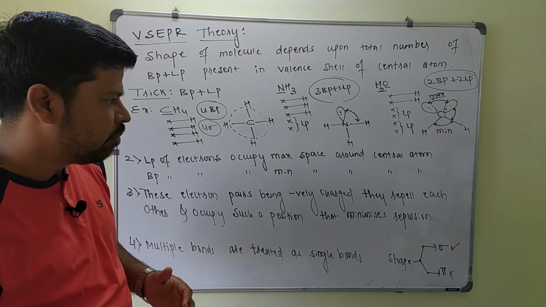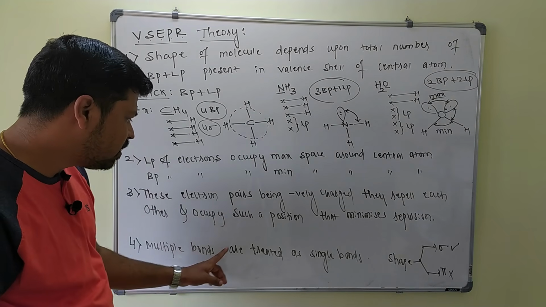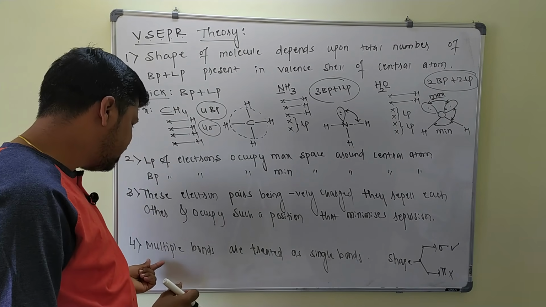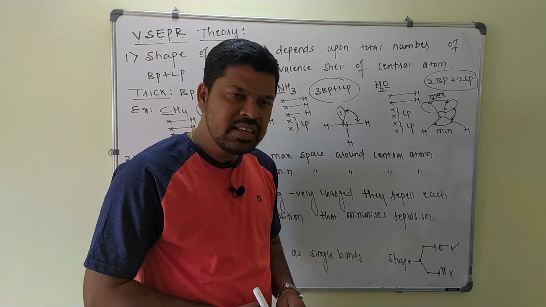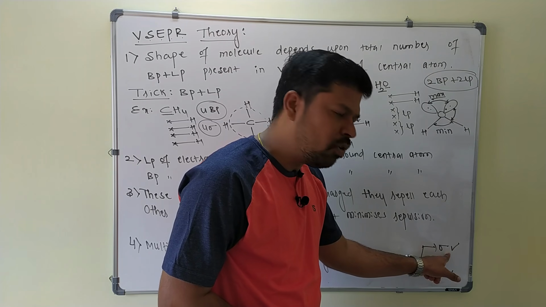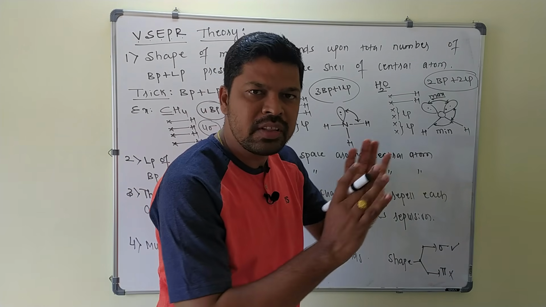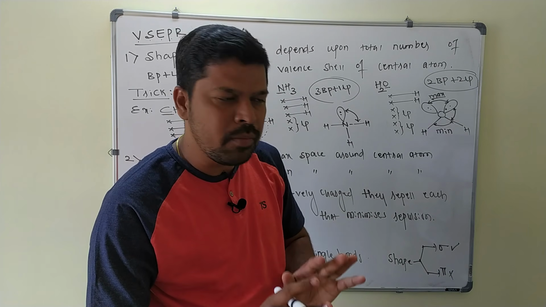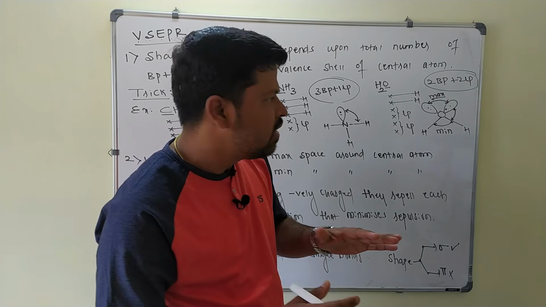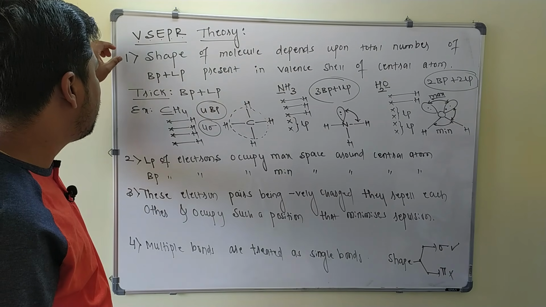These electron pairs, being negatively charged, will repel each other and occupy such a position that minimizes the repulsion between them. The next very important point is that multiple bonds are treated as single bonds. That is, just for simplicity, we consider multiple bonds as single bonds. That means the shape of the molecule depends only on what? Sigma bonds. Pi bonds will not decide the shape of the molecule. They are just present along with a sigma bond. You don't worry about the pi bonds. Only sigma bonds decide the shape of the molecule.